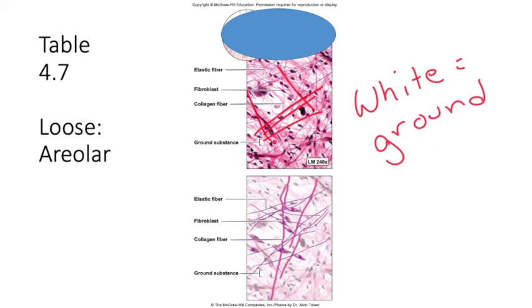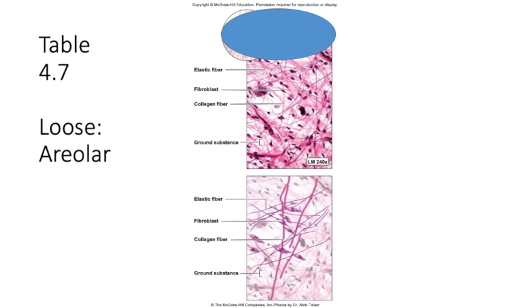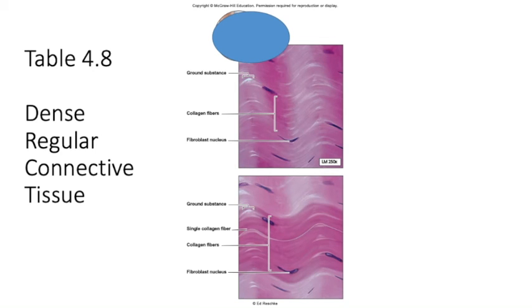I'll give you another example really quick to give you an idea of dense. That's dense. So there's lots of fibers. There's barely any white space. You can see a little bit here. Again, that white space is ground. There is ground substance in there, but there's not very much. So this would be a dense tissue.